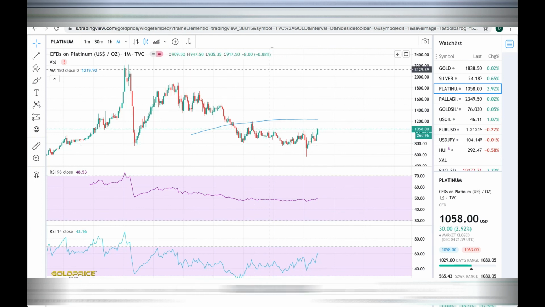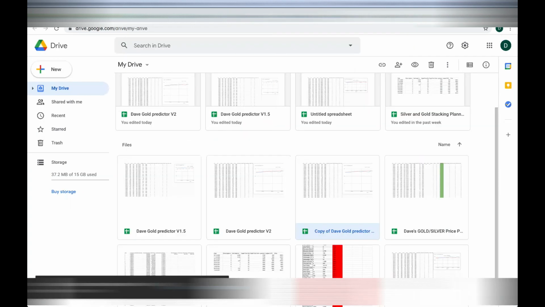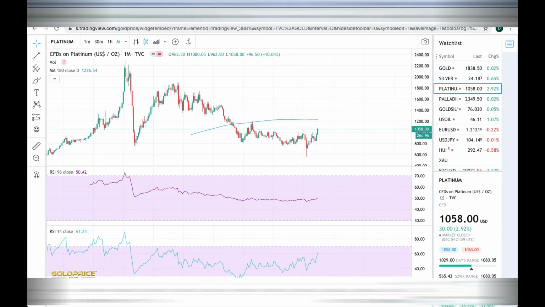Anyways, I went on a bit long. I went on a bit of a rant about what I'm building. I'll share with you guys the latest predictors.